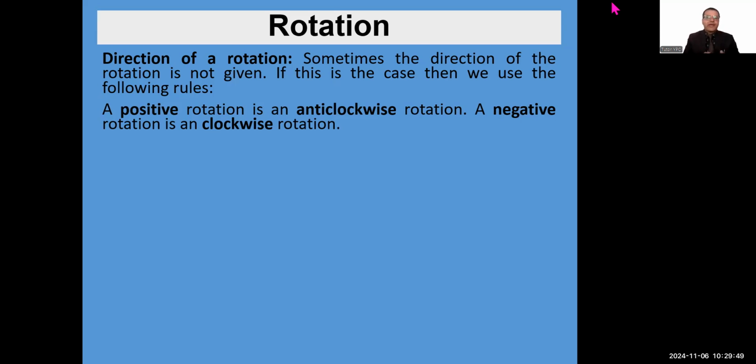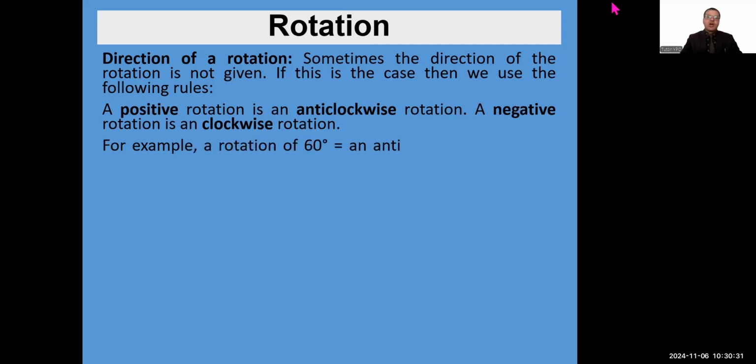Similarly, a negative rotation is a clockwise rotation. Clockwise rotation means negative rotation, and anti-clockwise rotation means positive rotation. So positive rotation means anti-clockwise rotation, the opposite direction in which the hand of the clock moves. We have to remember this one. Positive rotation means anti-clockwise direction. Negative rotation means clockwise rotation.